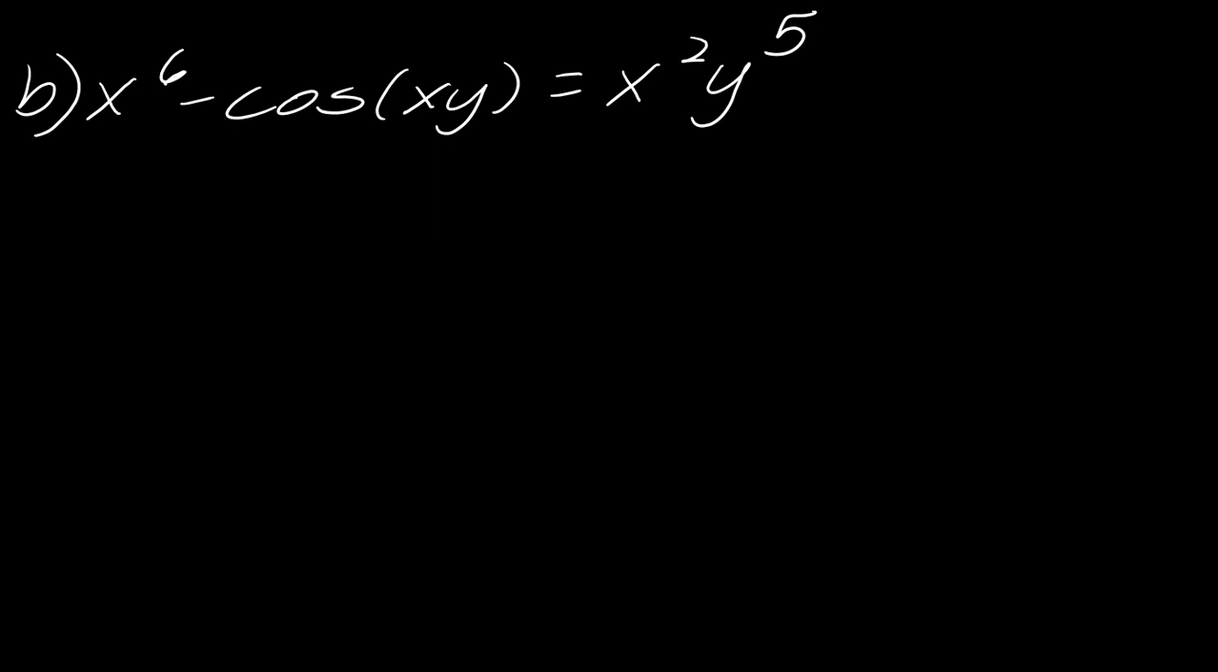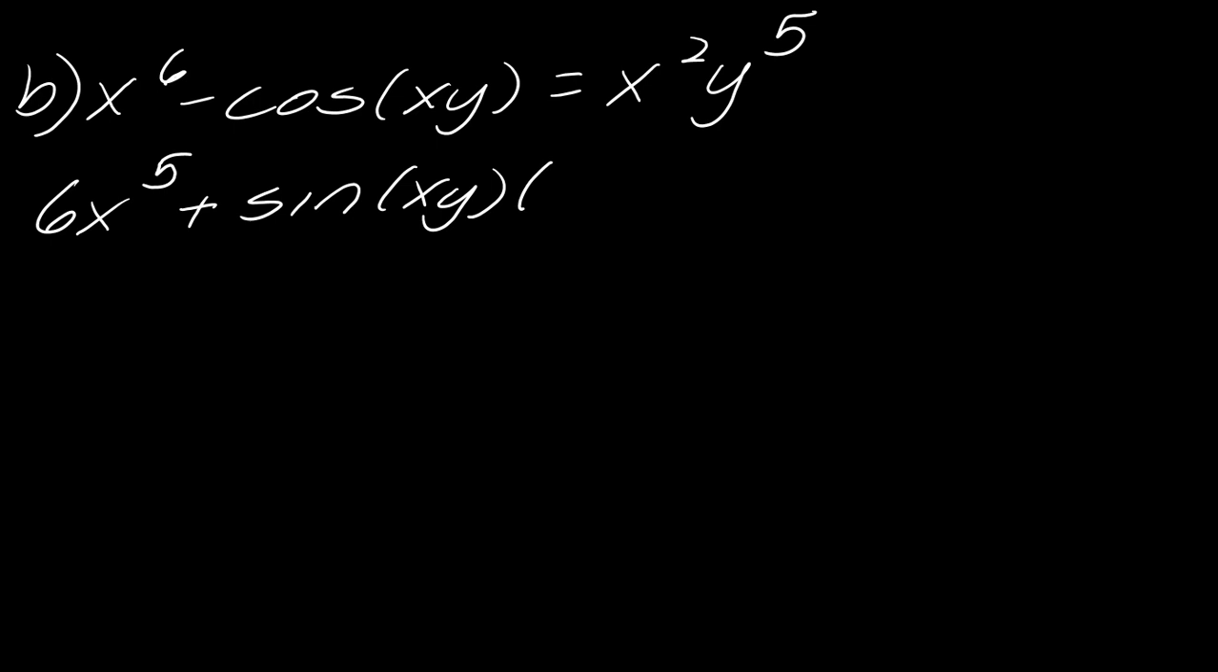So same idea. Let's just start taking derivatives. So the derivative of x to the 6th is going to be 6x to the 5th. Now here I'm going to have to use the chain rule to start. So the outermost function is cosine. So the derivative of cosine is negative sine. So this whole thing will become positive sine. Leave the inside alone, so times xy.